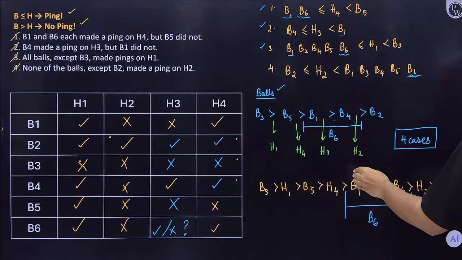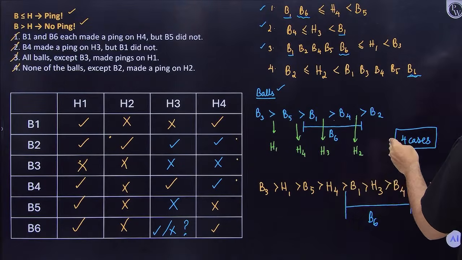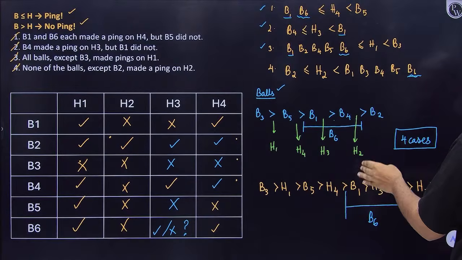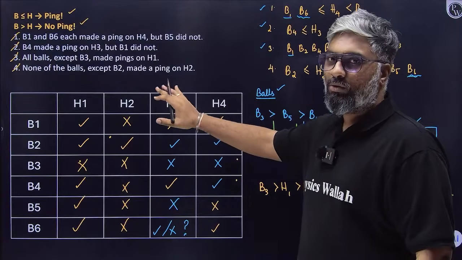Ball 6, if it is here, then H3 is cross. Ball 6, if it is here, then also H3 cross. But if ball 6 is here or here, then H3 is tick. Done. So we have a total of 4 cases. But if you look at the table, only 2 cases.